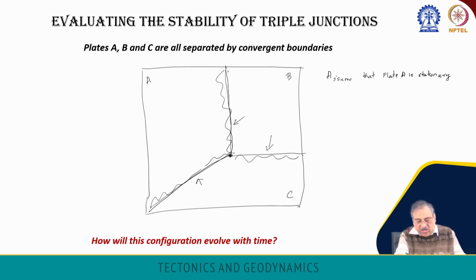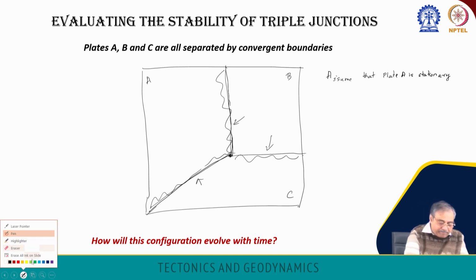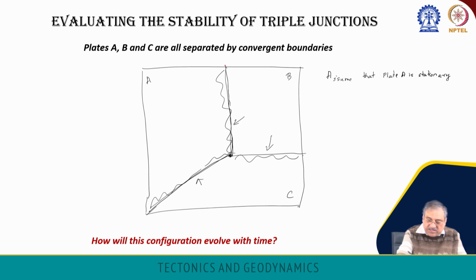So this is the frontal edge. The position of the trench between plates A and B will remain here. The position of the trench between plates A and C will remain here. So whatever will change will be with respect to plates B and C. Plate A is assumed to be stationary.